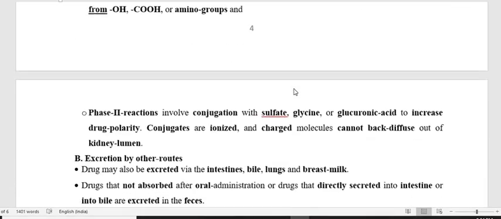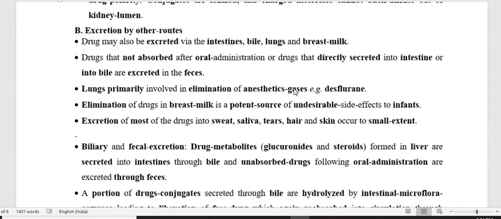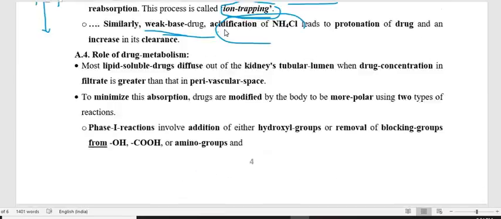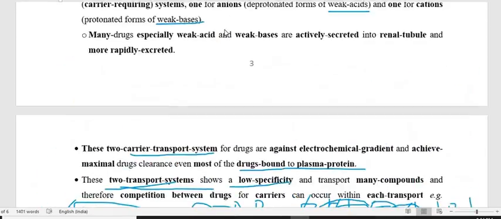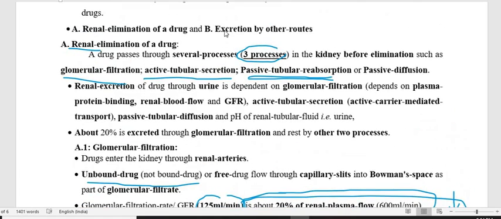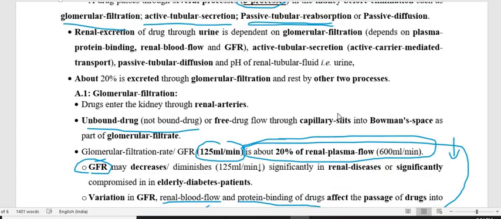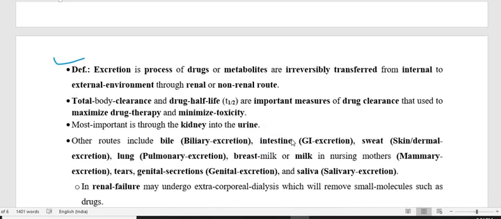Now we have to go through the other route of drug excretion, also called the non-renal route of excretion of the drug. These are interesting, and we are going to discuss them. What are these? These are drugs that are excreted through the bile, so the excretion is called biliary excretion.